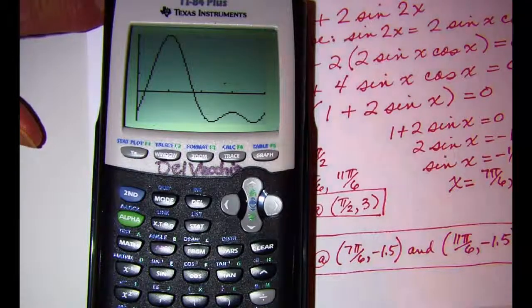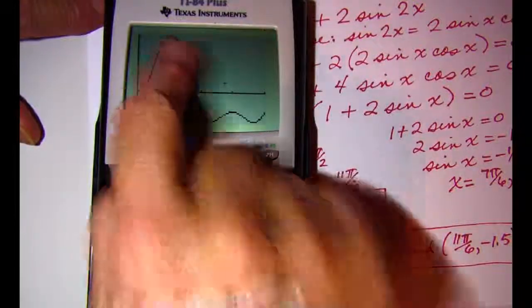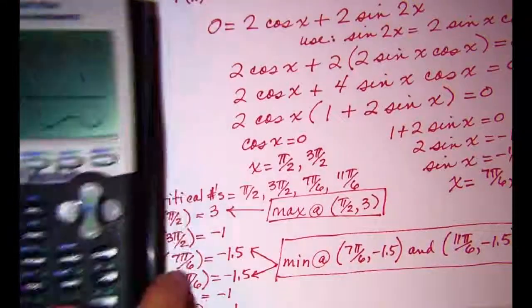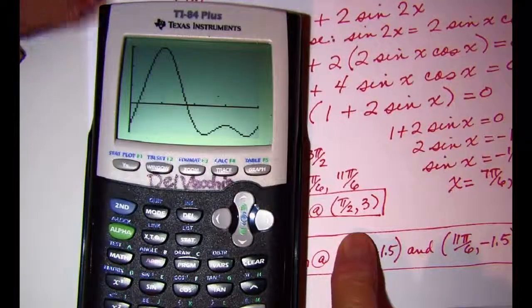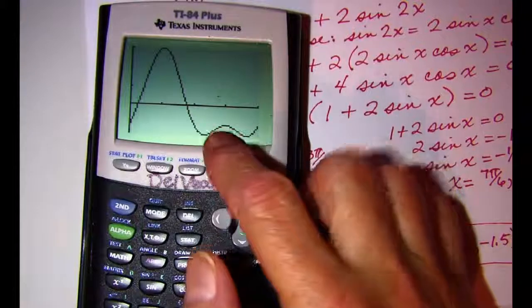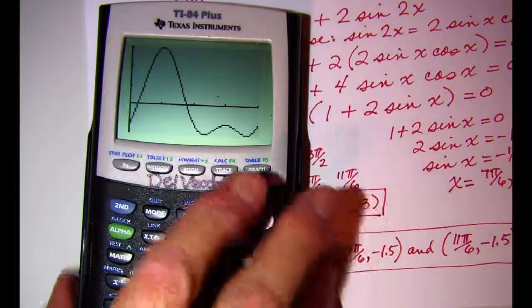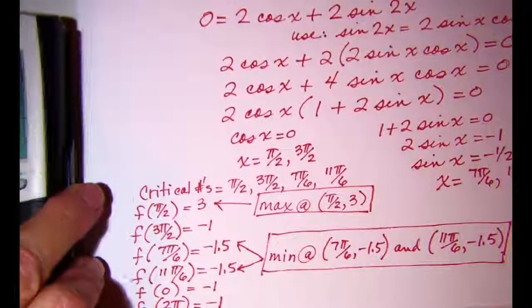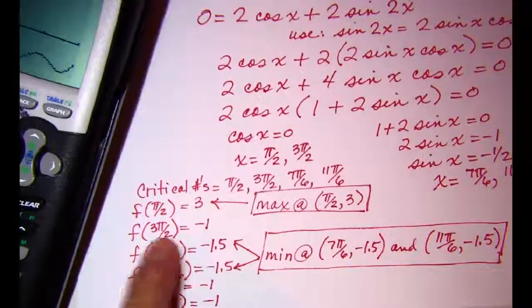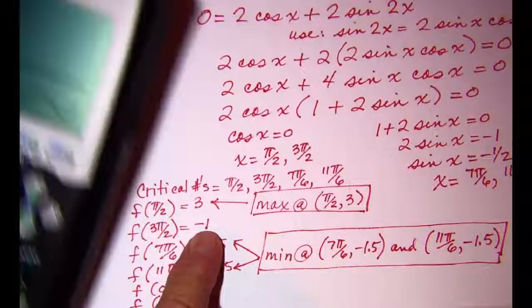So we have a max up here, that's that pi over 2, 3. We could probably say that we have a relative max at this point. This is that at 3 pi over 2, that would be a relative max.